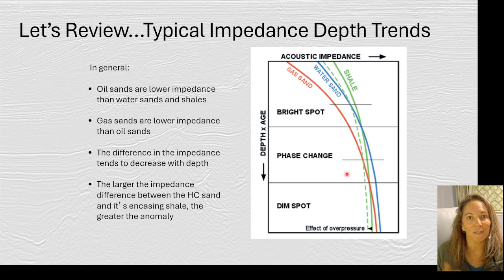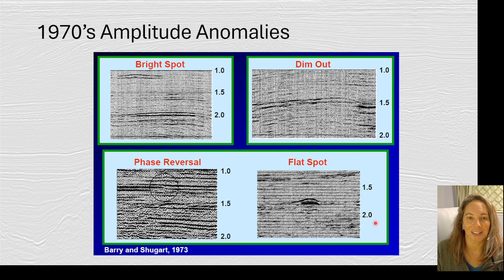And so there we'll get a phase change when we move into the hydrocarbon portion of the reservoir. And then deeper still, the shale has the lowest acoustic impedance of all. And so we'll end up seeing a dim spot when we go from the water portion of the reservoir to the gas portion of the reservoir. And so I'll show you what all of those look like.